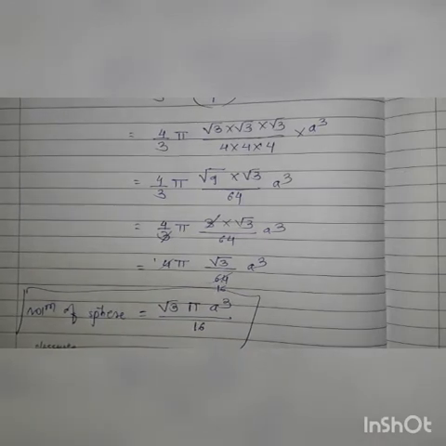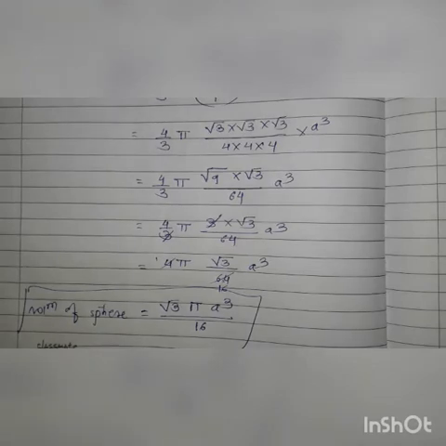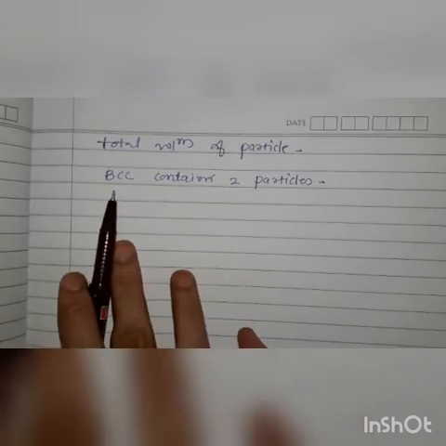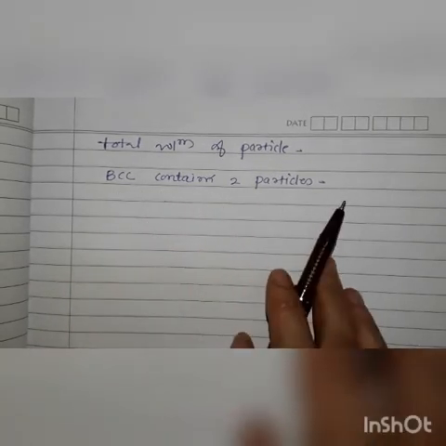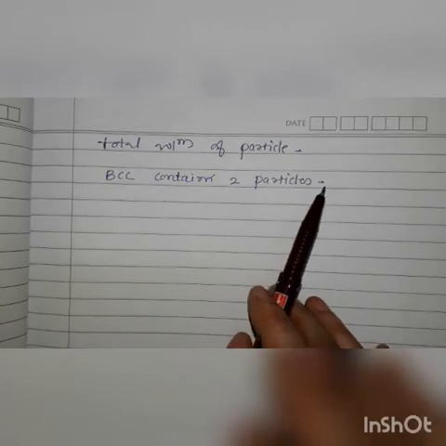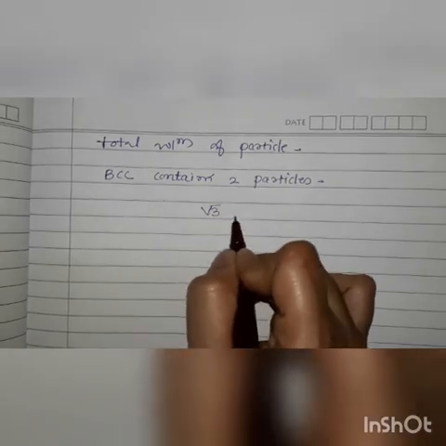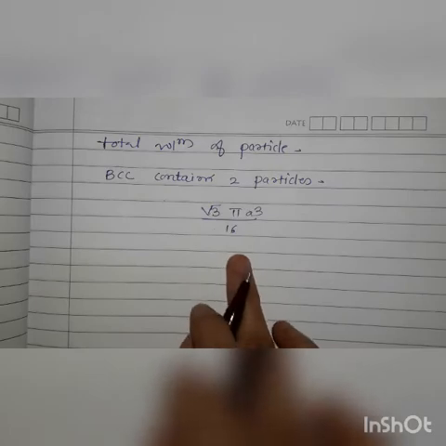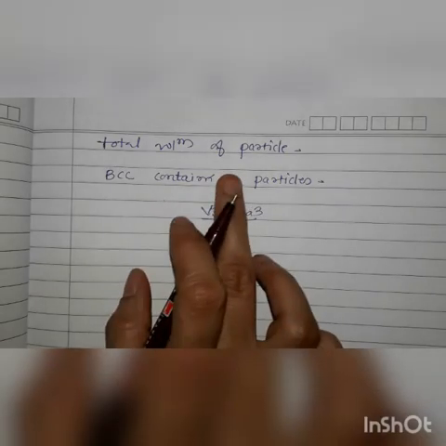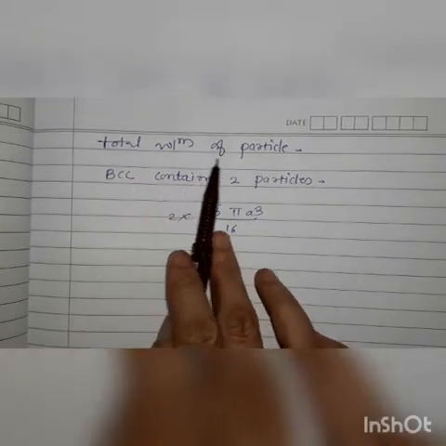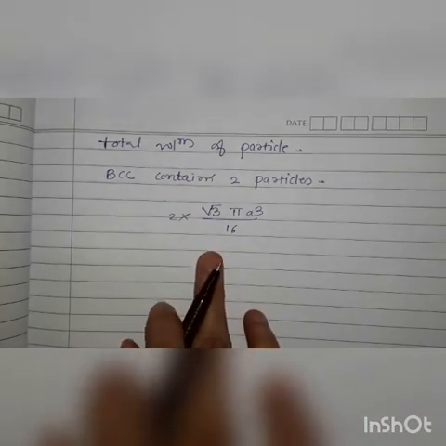Now step 3 is to find the total volume of particle. So let us find that. Total volume of particle, this is step number 3. Now you know body centered cubic cell contains 2 particles. How to calculate this is in the previous video. BCC contains 2 particles. Now we have got the volume of one particle. How much is it? Root 3 pi a cube upon 16 is the volume of one sphere. Now there are 2 particles in BCC type, so we will multiply by 2, and this will be the total volume of the particle.